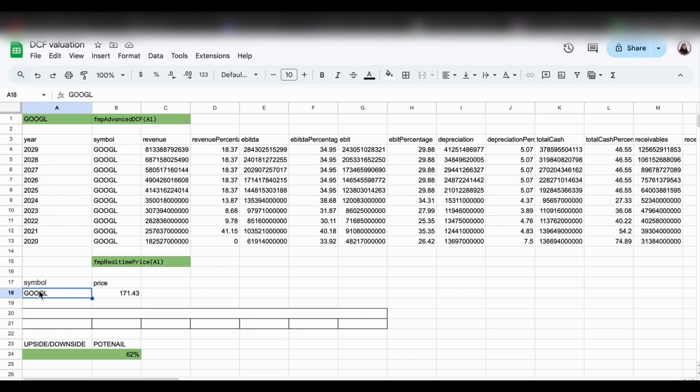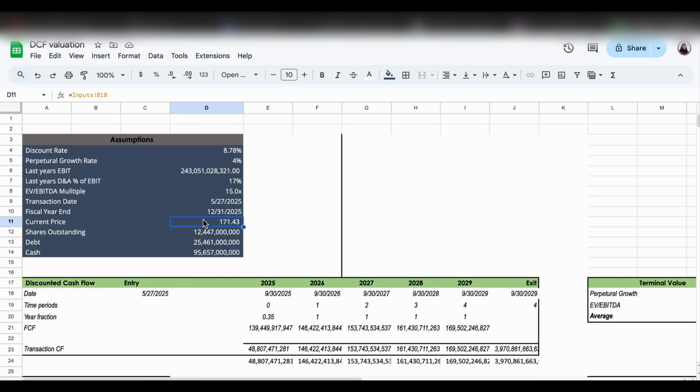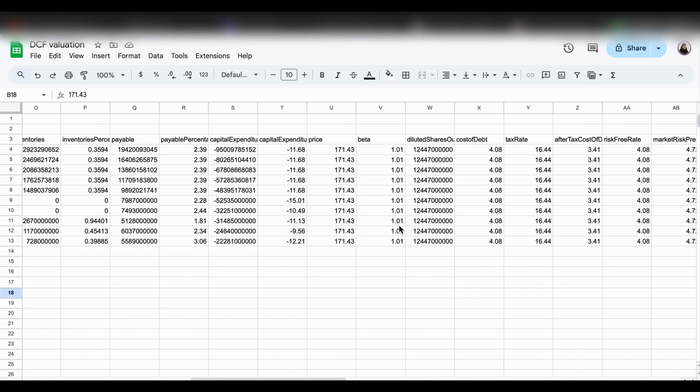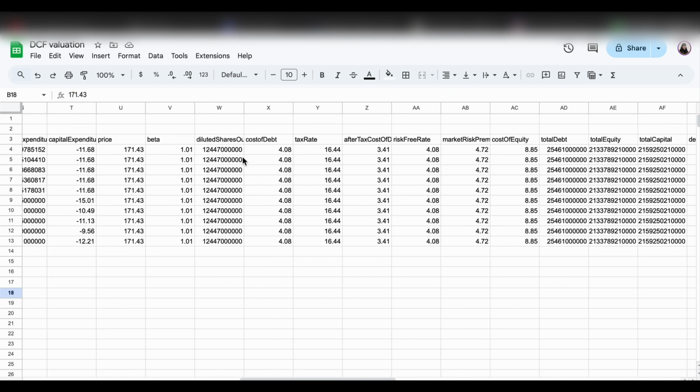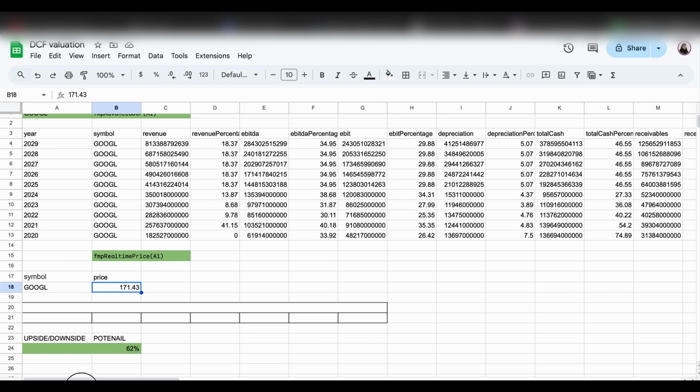Over here, again, I'm using the formula equals FMP real-time price A4. This is Google, to get the real-time price, which is 171.43. And I'm getting the live price. Again, the shares outstanding W13. I take it from here, W13. I've taken the last known shares outstanding.